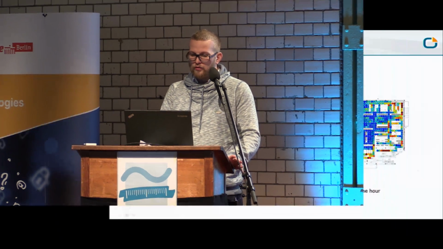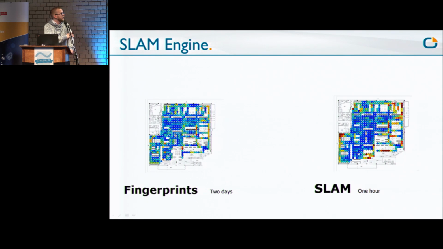I want to show you an example from one of our clients where we used our SLAM engine. The dots represent how good the quality of the fingerprint data is. It's not 100% perfect yet. But on the left side, this was 2 people for 2 days mapping the whole building. It's a huge electronic store in Germany. By the way, blue is good and red is not good. The data looks quite nice on the left side. On the right side, it's SLAM, and it only took us 1 hour, one guy walking through that building.